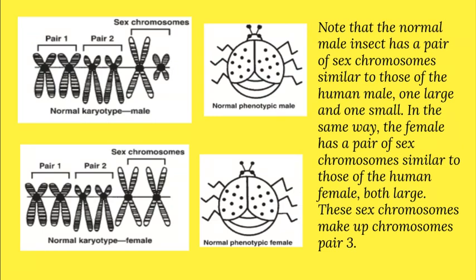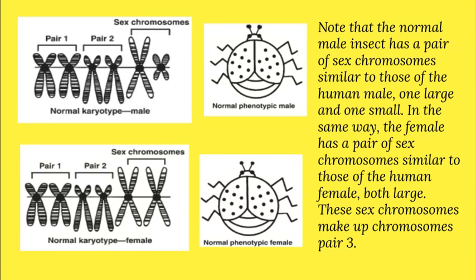So in this figure, you see 2 different karyotypes. On the top, you see a male bug with his chromosomes. There are 3 pairs. You have pair 1, pair 2, and then that third pair are called the sex chromosomes, and that's what's determining whether this is a boy or a girl bug.